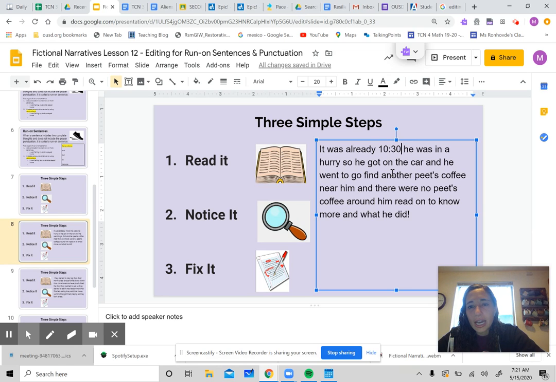I wonder if we could add a conjunction or a period. Now, I think I could add a conjunction here, so I'm going to do that. And he was in a hurry. But I don't want to have too many conjunction words in one sentence. So I'm actually going to go ahead and just put a period right here.